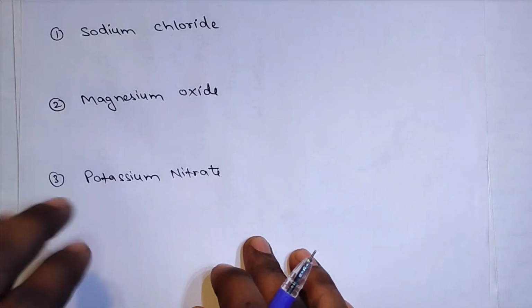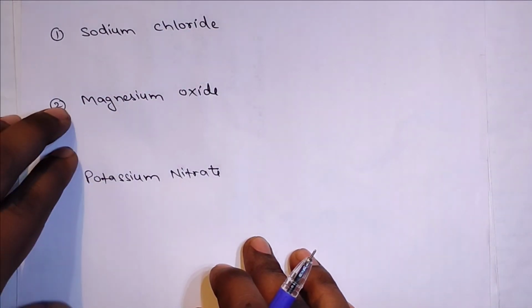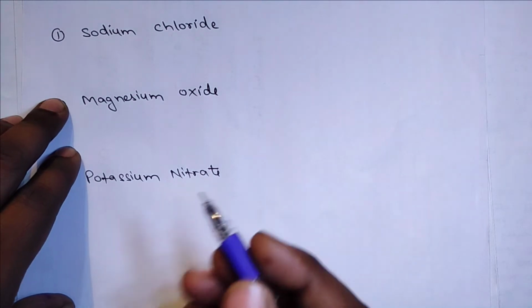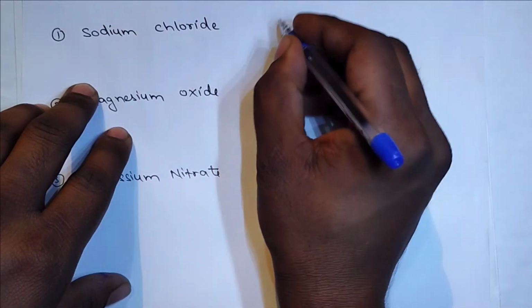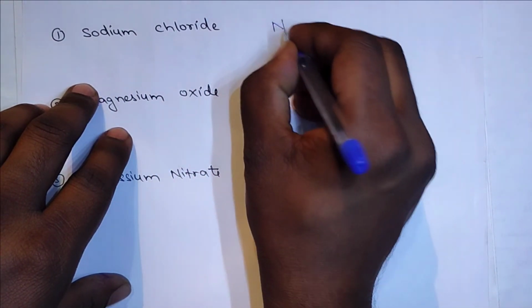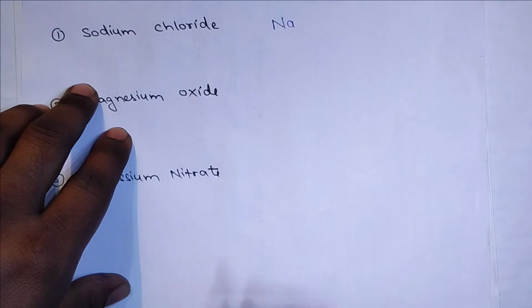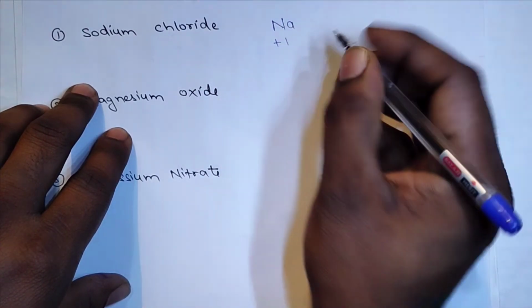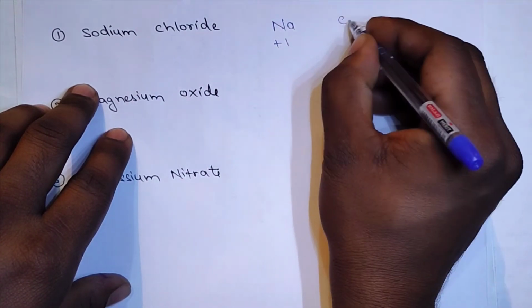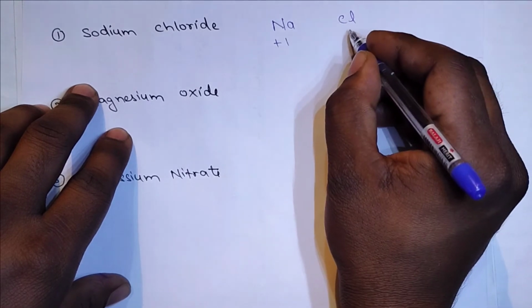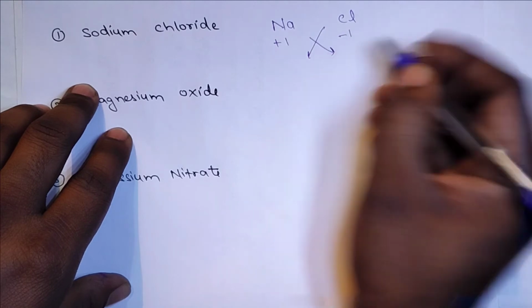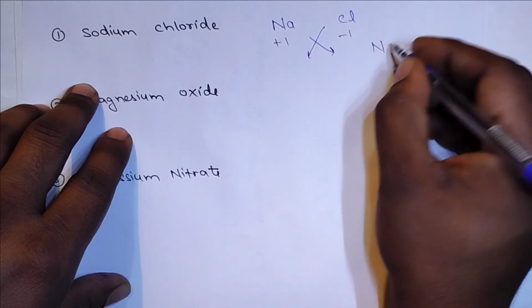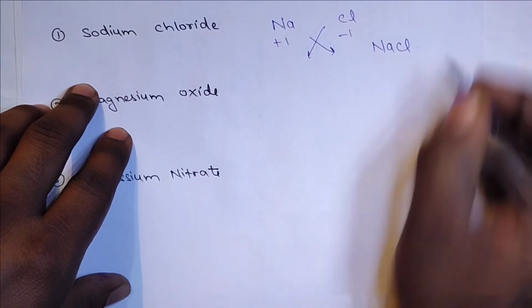Now here I have taken some problems and we are going to frame the chemical formula of these compounds. The first compound is sodium chloride. As we know, the symbol of sodium is Na and its valency is +1. The symbol of chlorine is Cl. Its valency is -1. We apply the crisscross method and the formula of sodium chloride is NaCl.